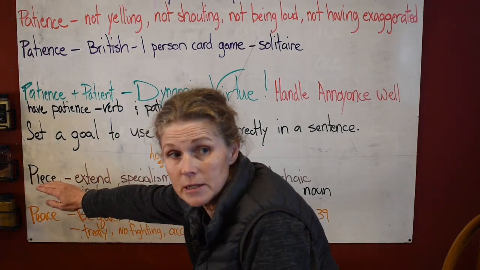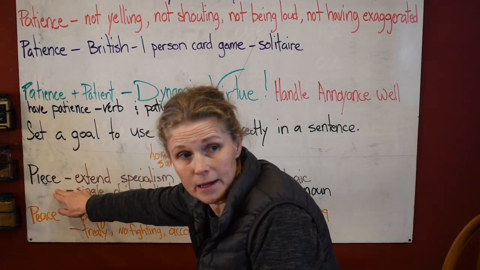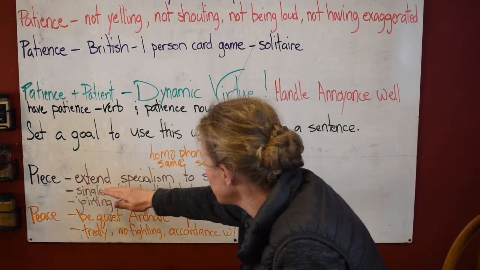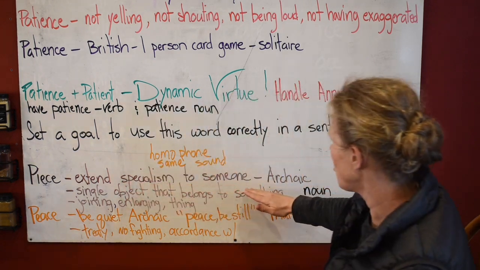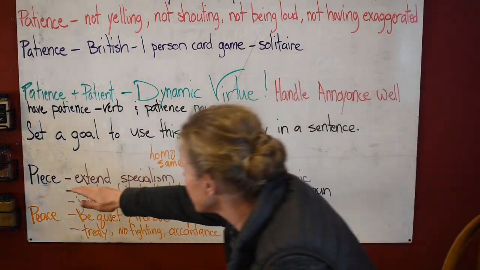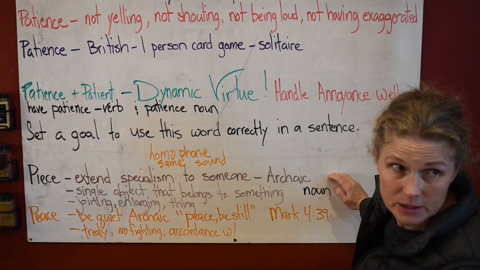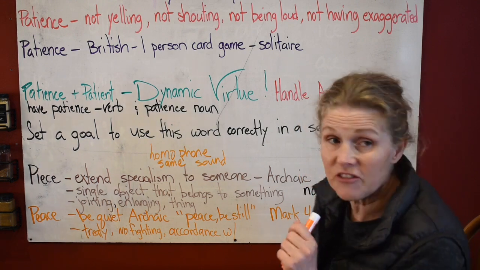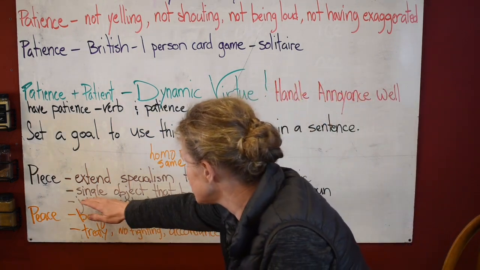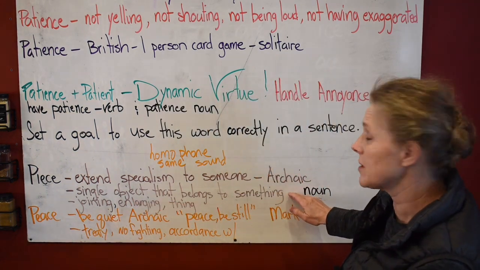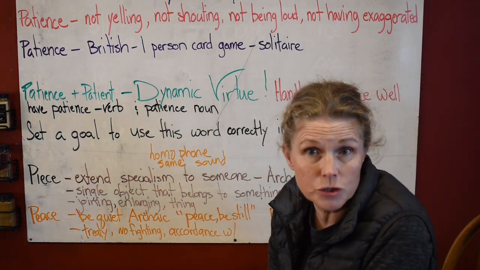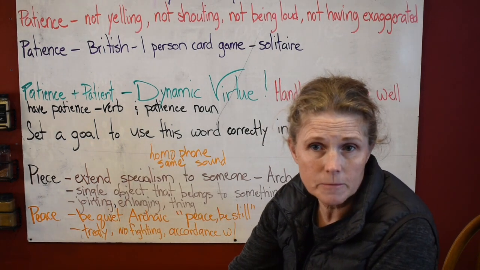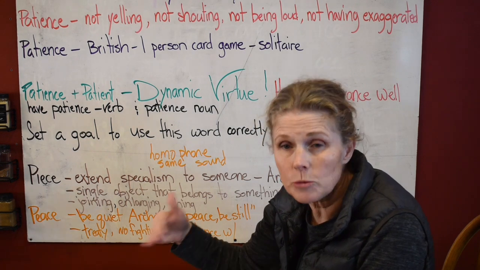This piece, P-I-E-C-E, means an extended specialism to someone. This is an archaic definition right here. It's very old. What about a piece of pie? A piece of pie, Daniel, is a single object that belongs to something. So the piece of pie becomes a single object that belongs to that pie, right? A piece of puzzle, a puzzle piece.